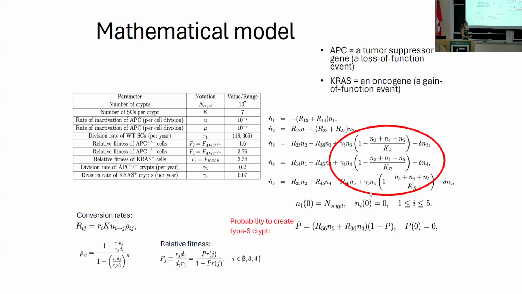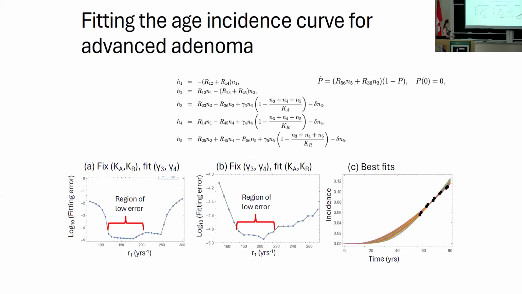So this is a logistic growth term. When crypts undergo crypt fission, they shouldn't multiply exponentially forever. We felt like this process has to be capped. So this is a reasonable assumption. In fact, without this assumption, we showed that you could not really fit the data. And there is no aspirin yet in this model. This is just generation of late adenoma.